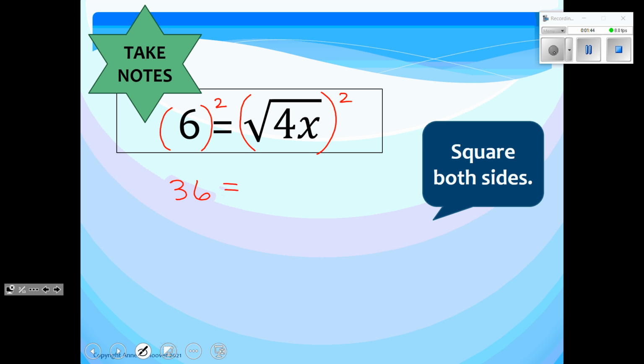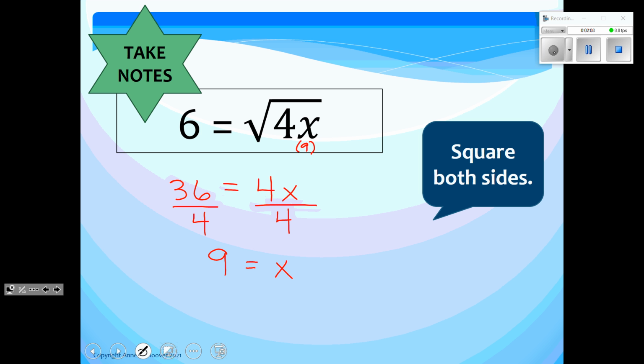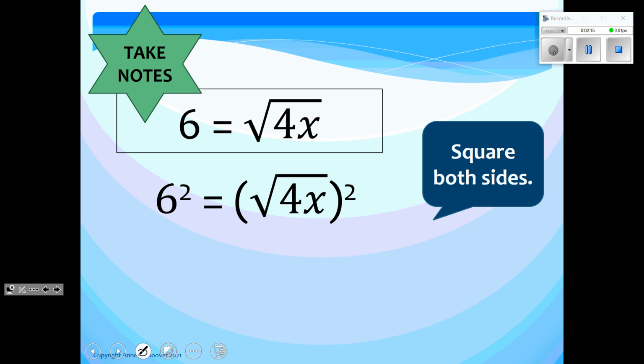When you take the square root of something being squared, they cancel each other out, and that leaves 4x on the other side. Now x is being multiplied by 4, so we do the inverse, which is dividing by 4 on both sides. That leaves us with x equal to 9, which makes sense because in the original equation, 4 times 9 is 36, and the square root of 36 is 6. But again, we're just teaching you the process for when you get to more difficult ones.